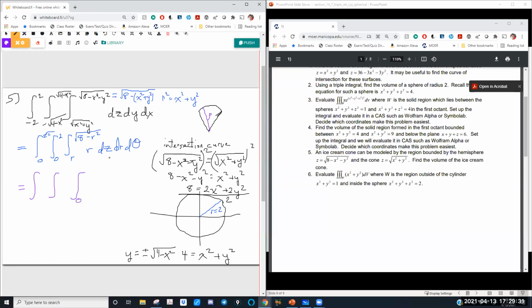So rho is going to go from 0 up to the radius of our sphere. Well, this is the formula of our sphere. If we want to put it in the standard formula of our sphere, we could square both sides and put the x squared and the y squared on the other side. And we would get x squared plus y squared plus z squared equals 8, which is a sphere of radius radical 8. Remember, this is r squared, just the radius squared, just like with the formula of a circle.